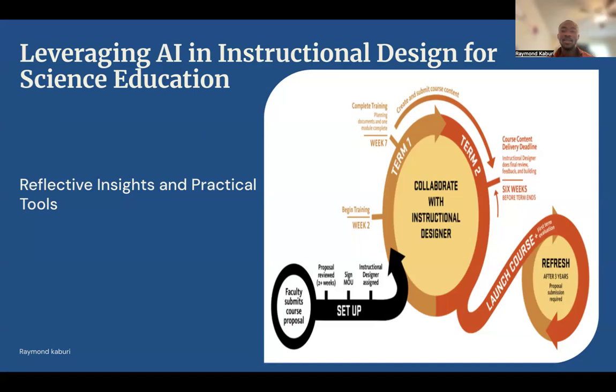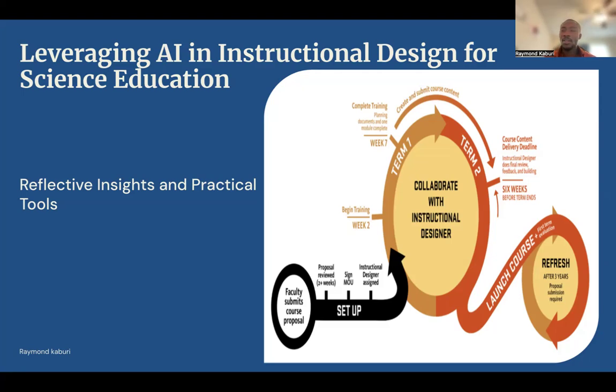My name is A. Kaburi, and today we shall be looking at leveraging AI in instructional design for science education. And we are looking at it in terms of reflective insight and practical tools. So we have talked a lot about the influence and the purpose of AI in our instructional design process, what it does and how we can implement it successfully.